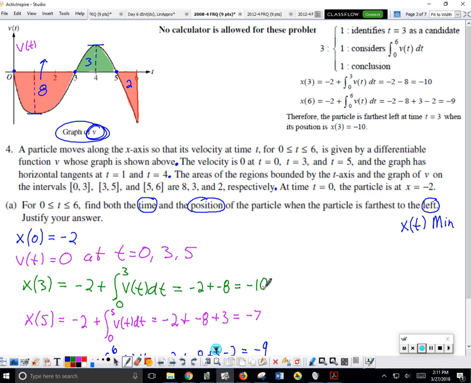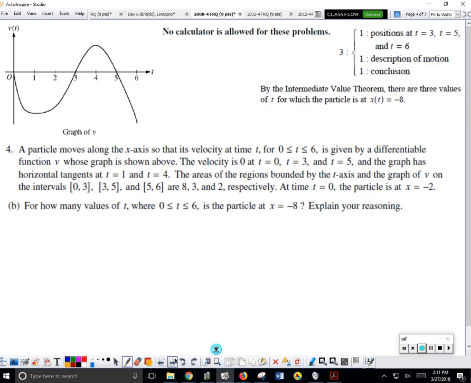Therefore, there was one time so far where the position was -8. It had to. Does that make sense? The particle was at -2. For the next 3 seconds, it's only moving left. It's got to go from -2 to -10. It must have had a position of -8.